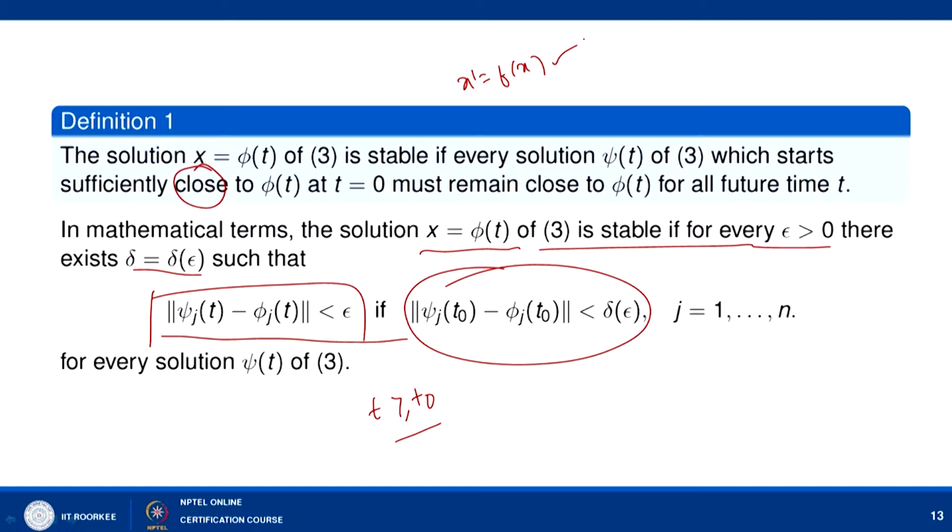Then we call phi(t) a stable solution, and if this does not happen for at least one solution of x' = f(x), then we call our solution an unstable solution rather than a stable solution.